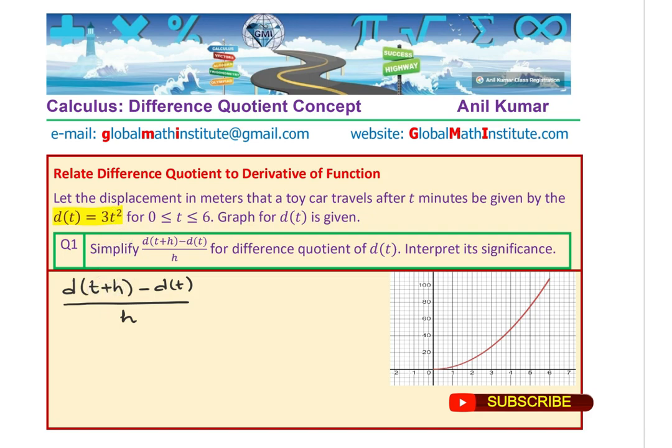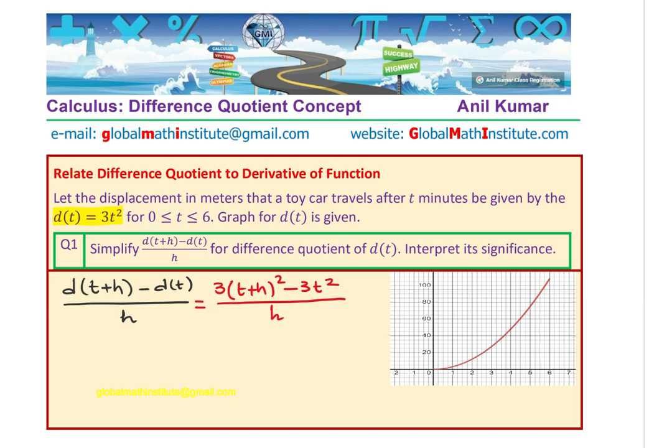So we could write this as: d of t plus h basically will be, the function d of t is 3t squared, so we'll write 3, and instead of t, we'll write t plus h, whole squared, minus d of t, which is 3t squared, over h. Is that clear to you? Perfect. We wrote this since we are given that d of t is equal to 3t squared, so we replace t with t plus h.